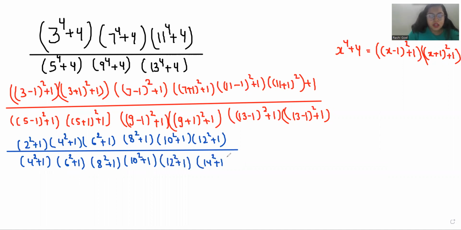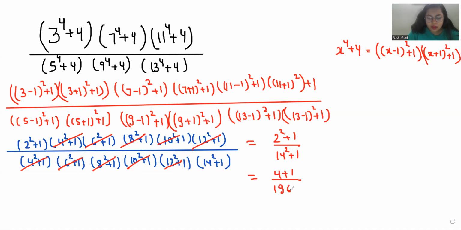14 square plus 1. So we can cancel out this 4 square plus 1 with 4 square plus 1, this with this. So what is left? 2 square plus 1 by 14 square plus 1. 2 square is 4 plus 1, by 14 square is 196 plus 1. So the final answer is 5 by 197.